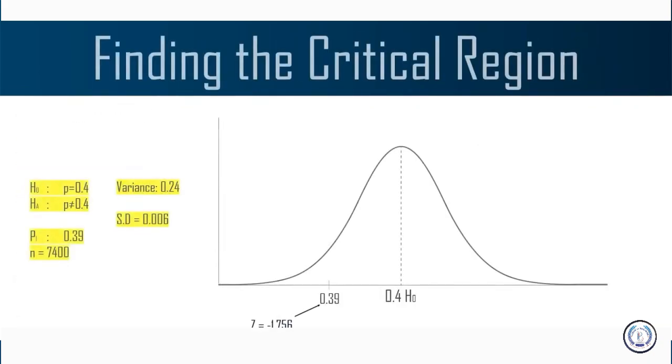Next, we have to find the critical region, and we already know what the alternate and null hypotheses are, as well as the population variance, that is 0.24, the sample mean to be 0.39, and the sample size to be 7400. That is what we got from the test statistic of our sample data.